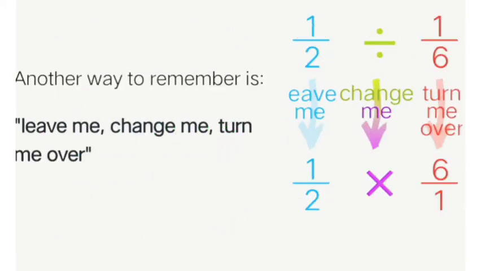We can remember this division of fractions in 3 simple steps. First one, just leave me as I am. That is, the first fraction is to be written as it is. Second one, change me. That is, change the division sign into multiplication. And the third one, turn me over. That is, change the numerator to denominator and denominator to numerator. And then do the usual multiplication. So, for division of fractions, just remember, leave me, change me, and turn me over.